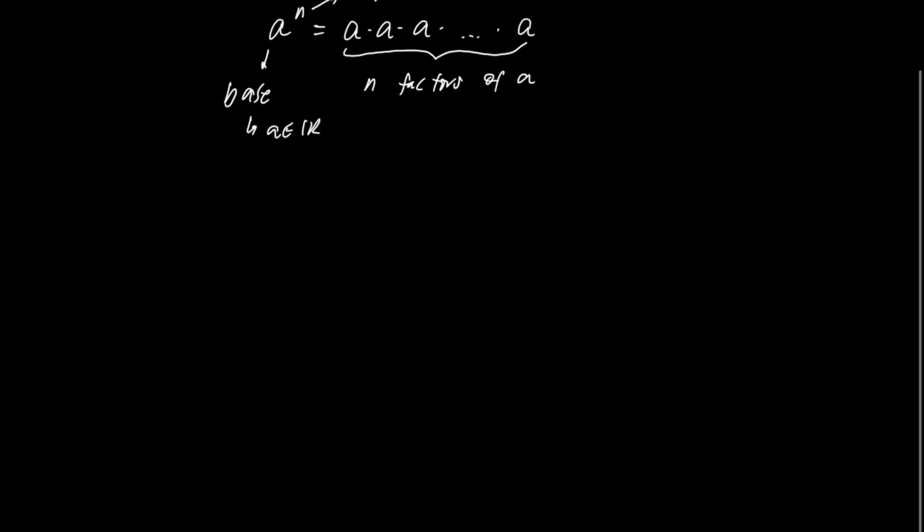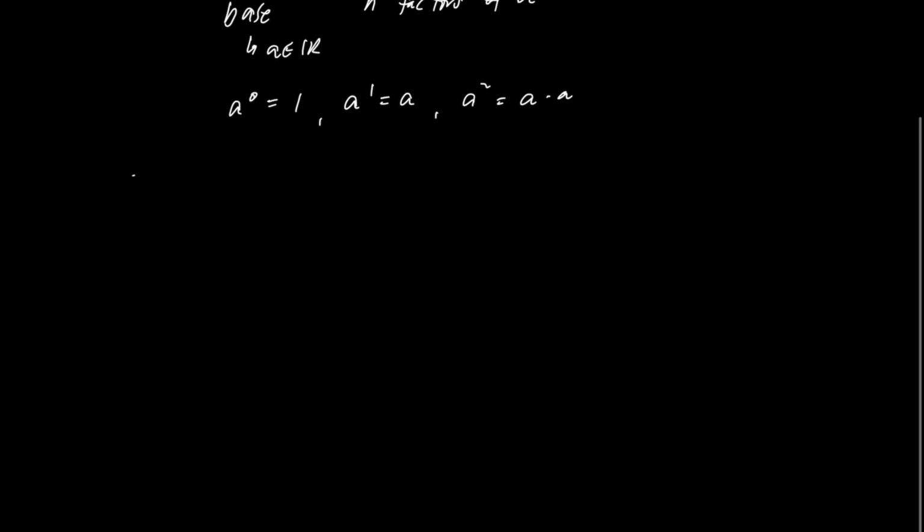It means that a to the 0 is 1, since any real number raised to 0 is equal to 1 except for 0, because 0 to the 0 is indeterminate. Then we have a to the 1 is a, a squared is a times a, and so on.